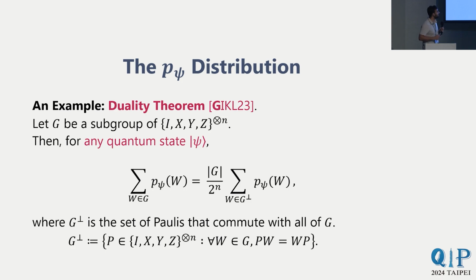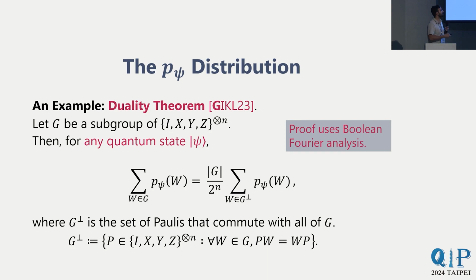This is a fundamental statement about any quantum state and any group G. We use it a lot in our analysis. And I also want to point out, it might not look like it, but the proof of this theorem just uses Boolean Fourier analysis. So if you're into that sort of math, I'd recommend checking out the proof of this theorem.